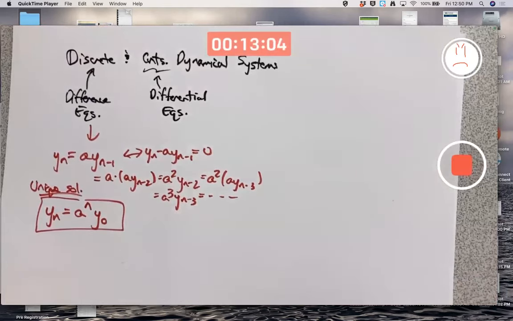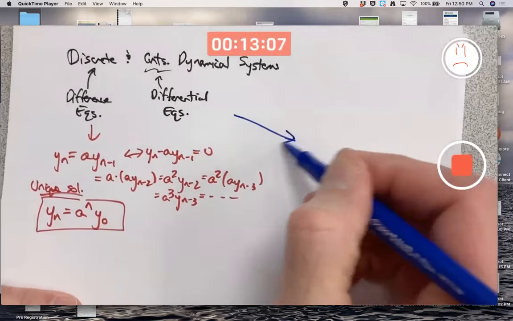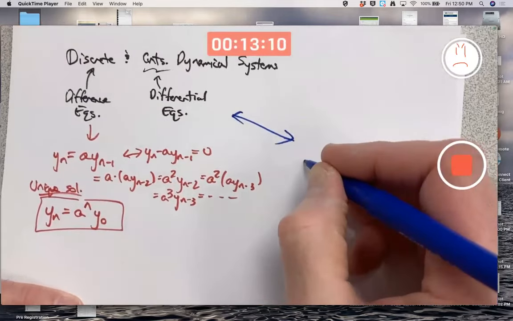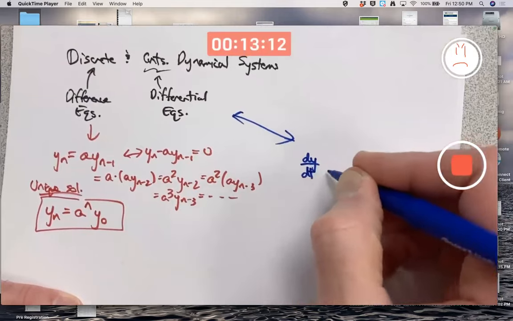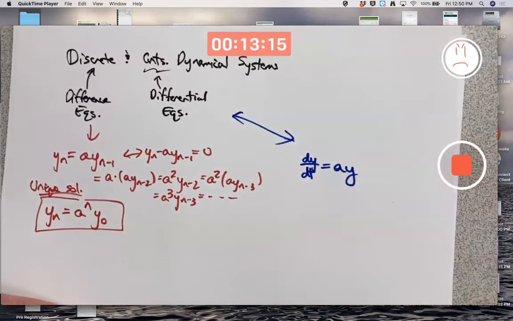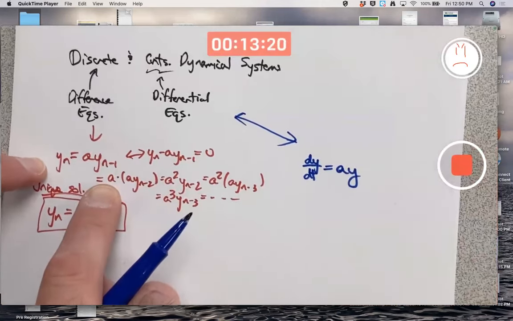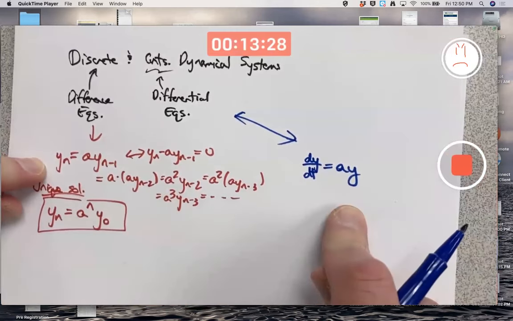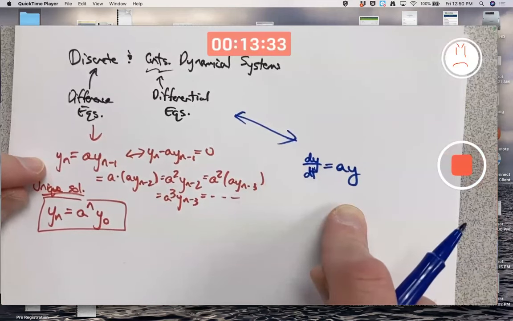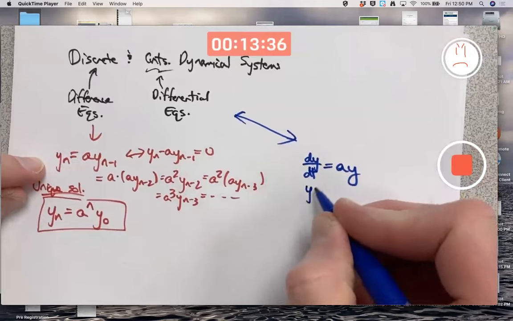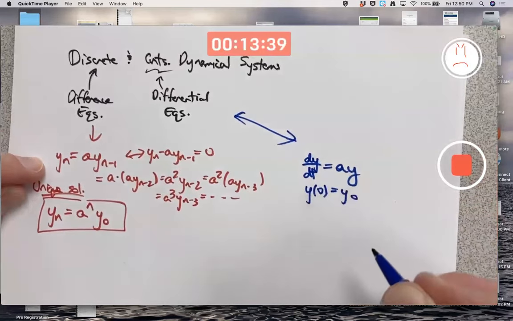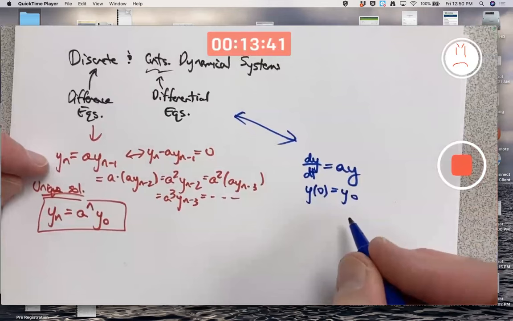With the differential equations, the corresponding differential equation is dy dt equals a times y. This is discrete. Here, y is a function of n, where n is 0, 1, 2, 3, 4, etc., a whole number greater than or equal to 0. This is continuous. y is a function of t, a real variable. If we add a generic initial condition, we can write down the unique solution.